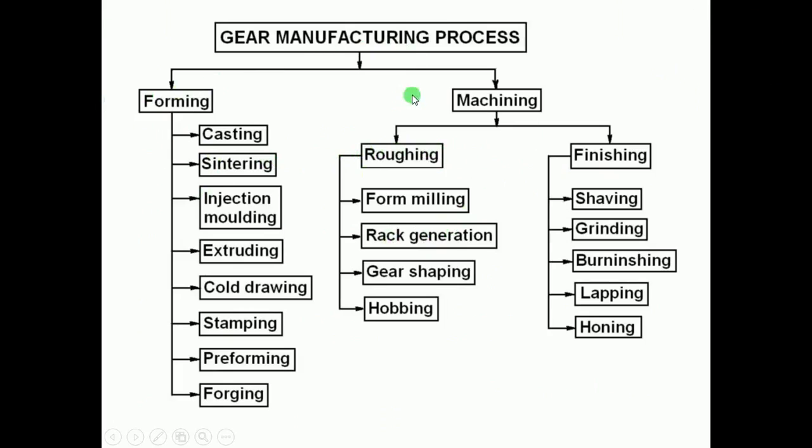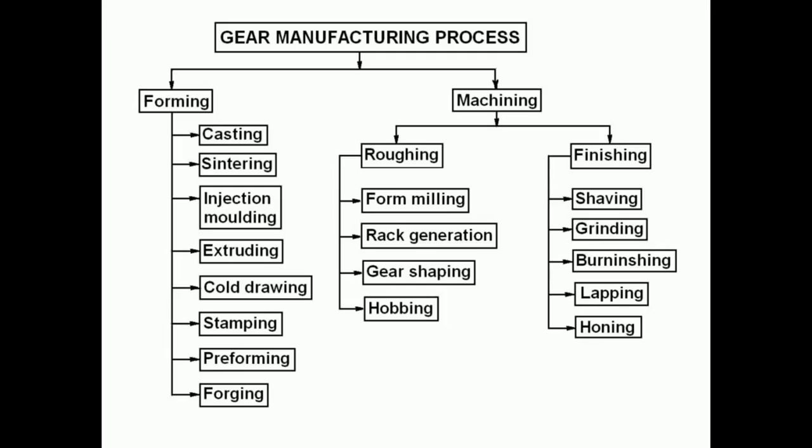This figure shows that forming and machining are the two groups of gear manufacturing processes. In forming, casting, sintering, injection molding, extruding, cold drawing, stamping, preforming, and forging come under the group of forming gear manufacturing processes. Now, let's go to the machining processes. In machining, we remove material from the blank.